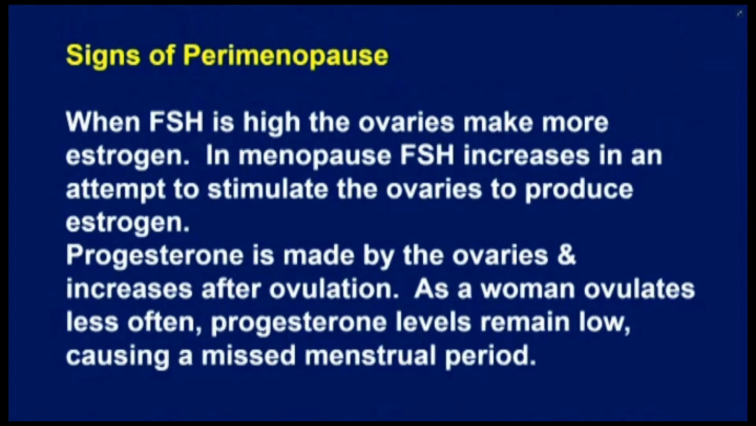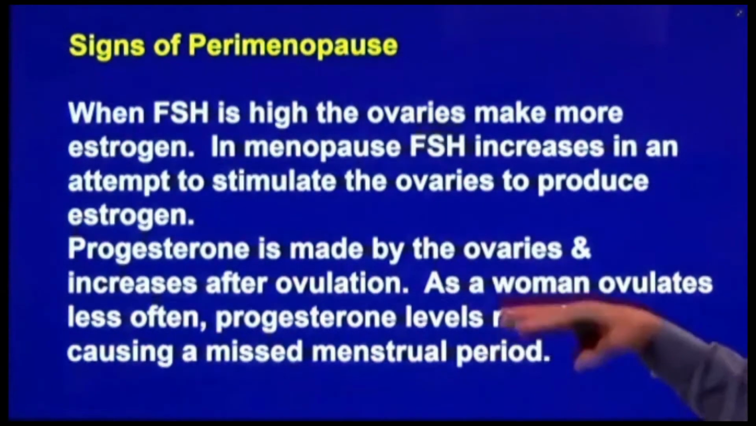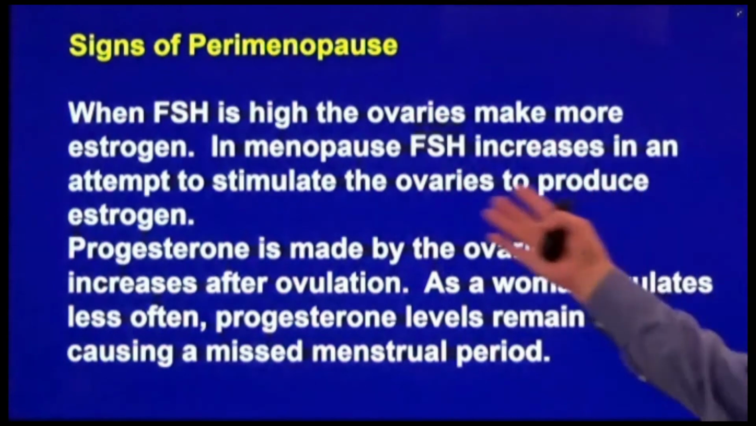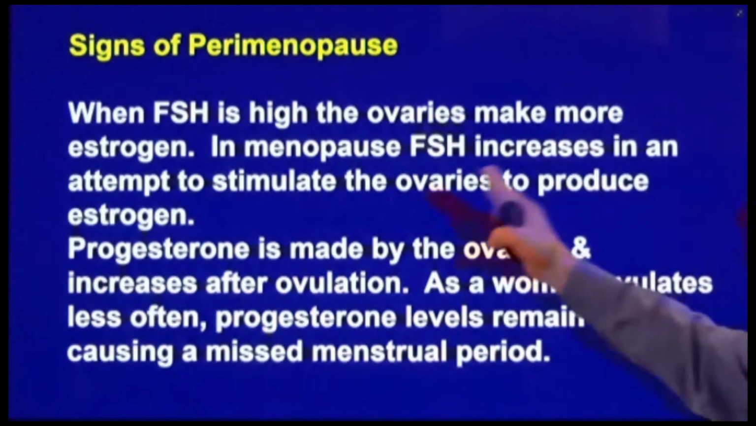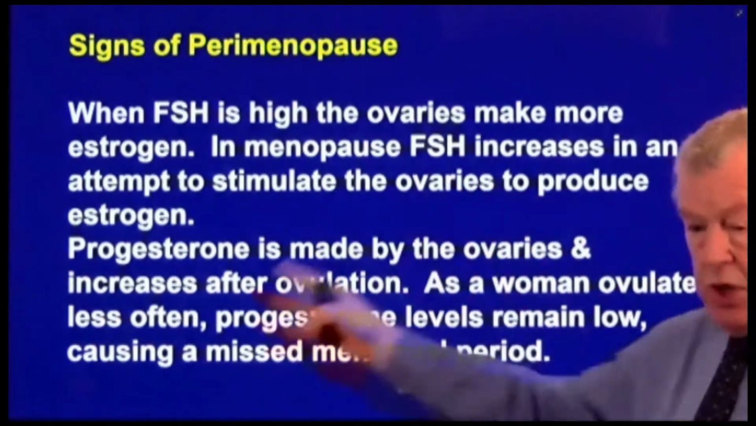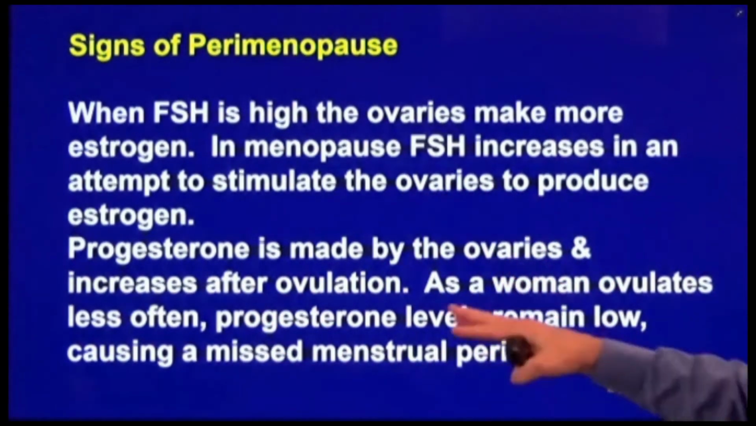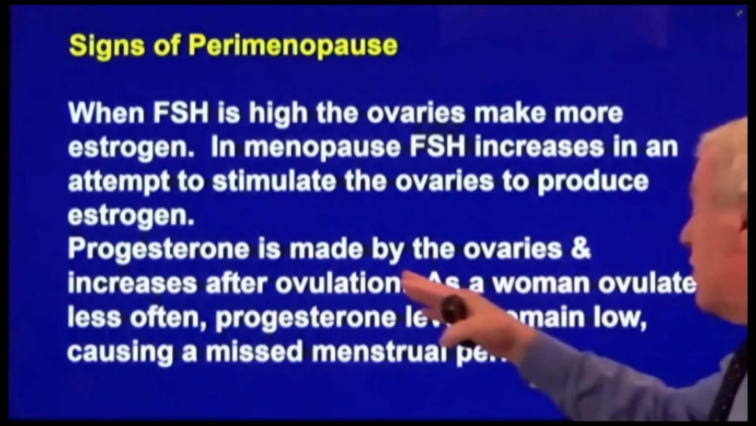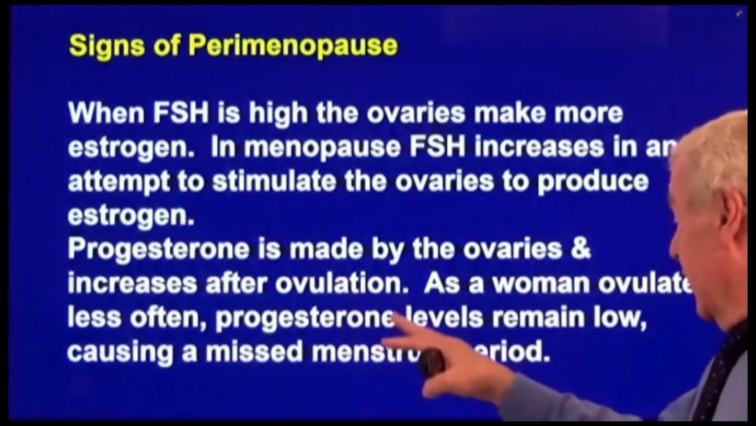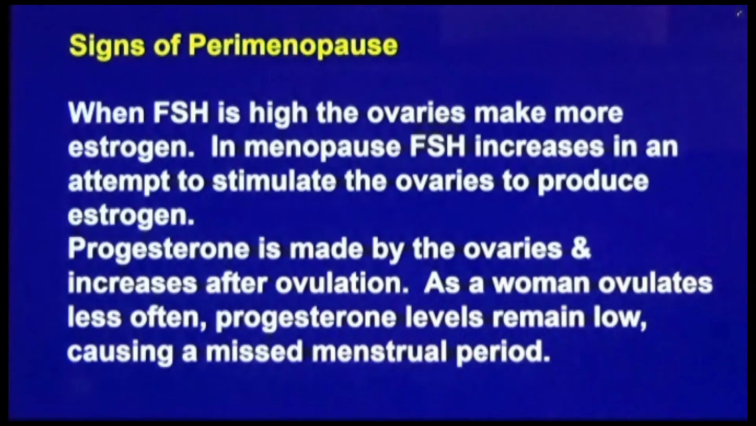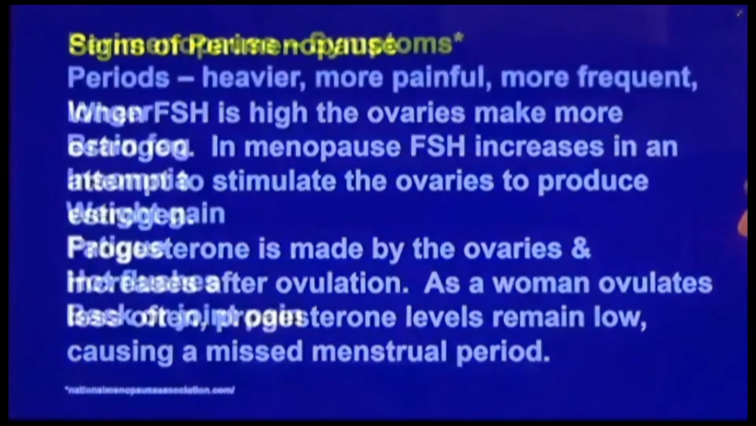Signs of the perimenopause. When follicle stimulating hormone is high, the ovaries make more estrogen. In menopause, follicle stimulating hormone increases in an attempt to stimulate the ovaries to produce more estrogen. Progesterone is made by the ovaries and increases after ovulation. As a woman ovulates less often, progesterone levels remain low, causing a missed menstrual cycle.